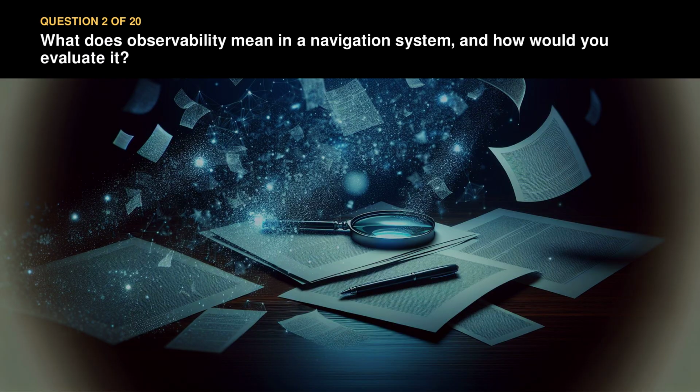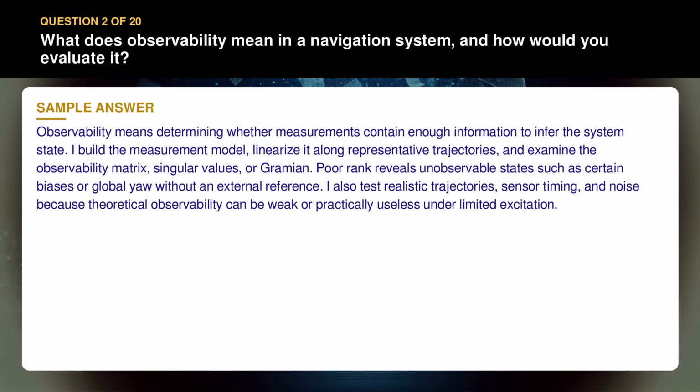Question 2. What does observability mean in a navigation system, and how would you evaluate it? Observability means determining whether measurements contain enough information to infer the system state. I build the measurement model, linearize it along representative trajectories, and examine the observability matrix, singular values, or Gramian. Poor rank reveals unobservable states such as certain biases or global yaw without an external reference.